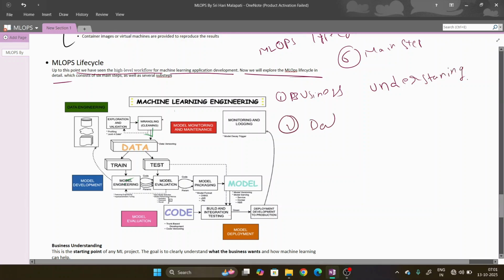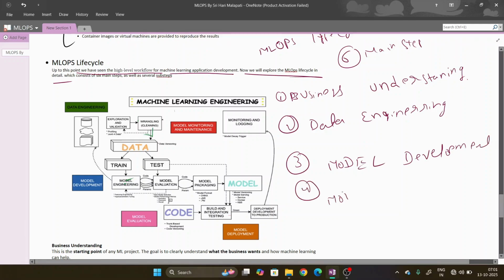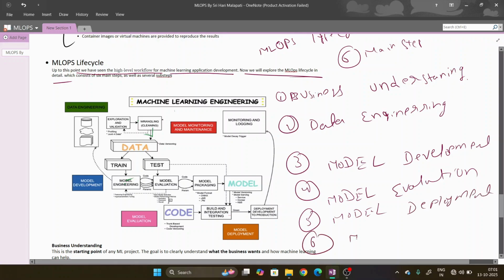Second one, data engineering. Third, model development. Fourth one, model evaluation. Fifth, model deployment. Final one, model monitoring and maintenance.